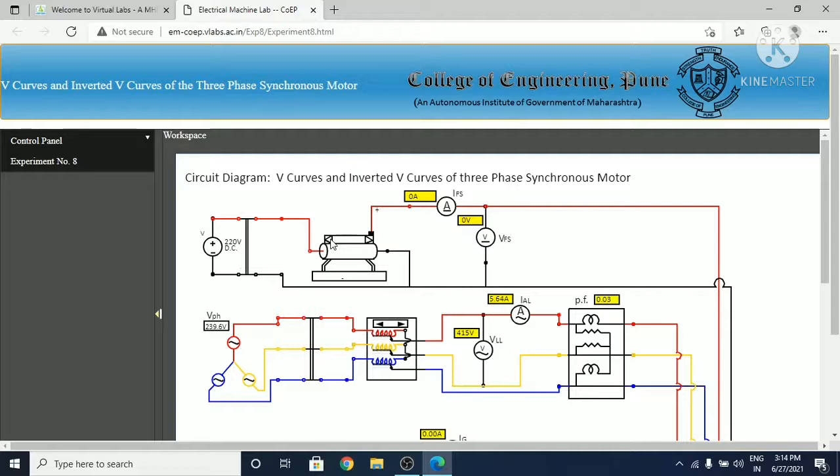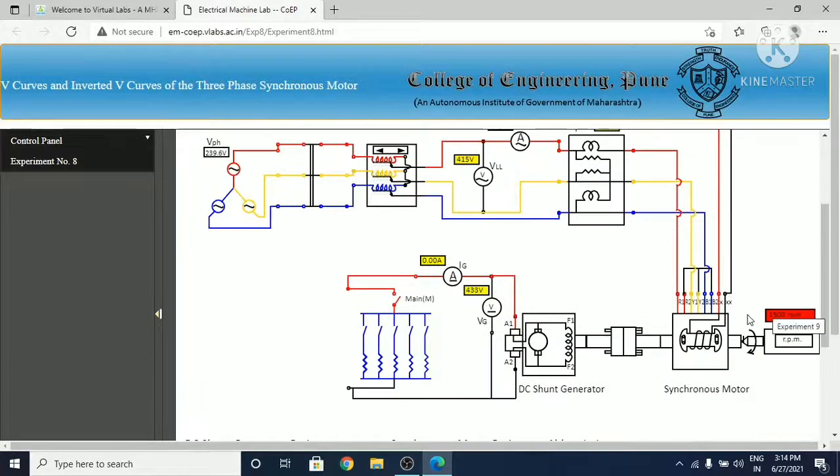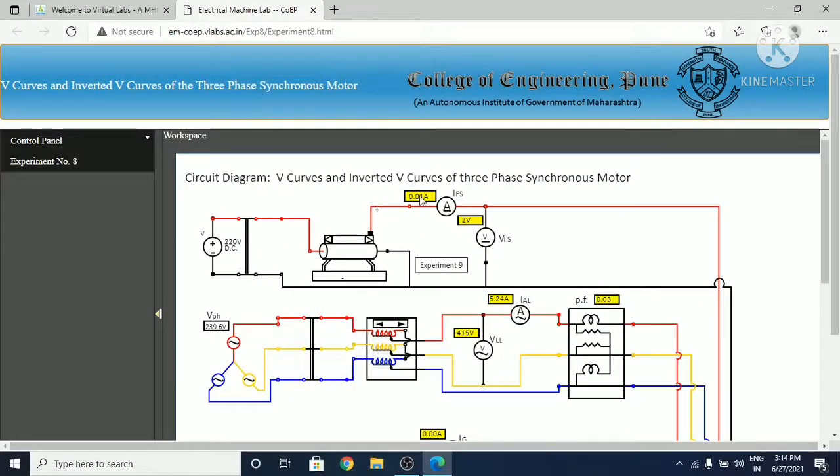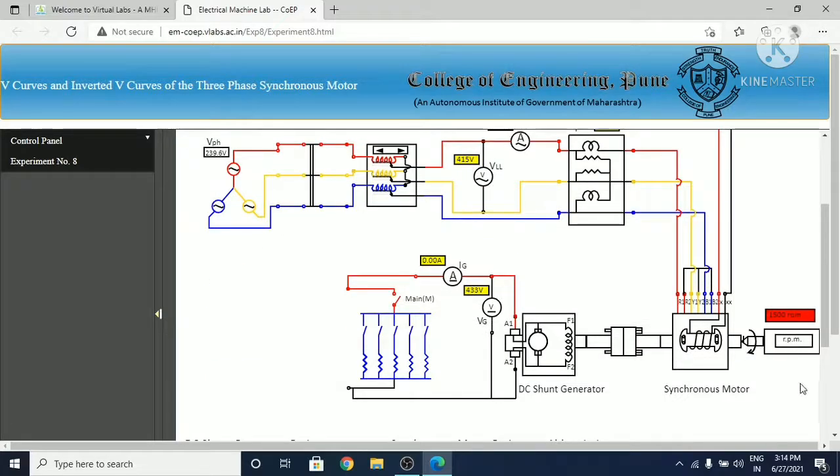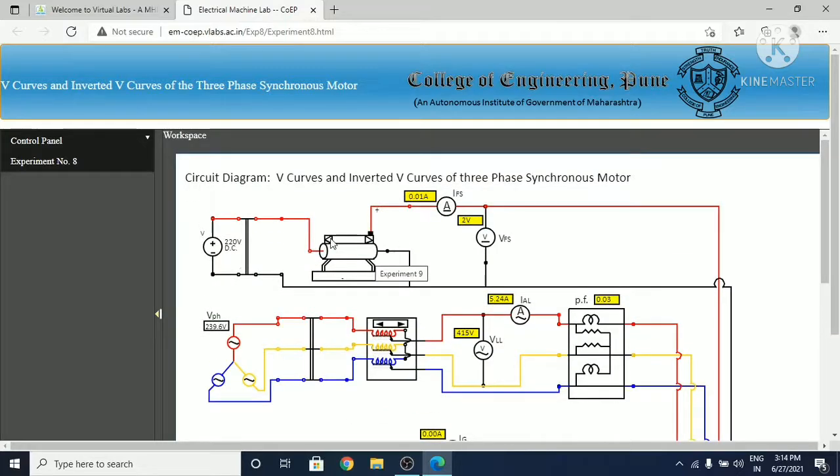Once we increase the field current, you can see the power factor increases as well, and at the same time the stator current decreases. At first I am just increasing the field current. Actually this field current is almost equal to 0, but once the field current is present in the synchronous motor, the speed is up to Ns. Whenever I increase the field current, the stator current reduces, but at the same time the power factor increases.